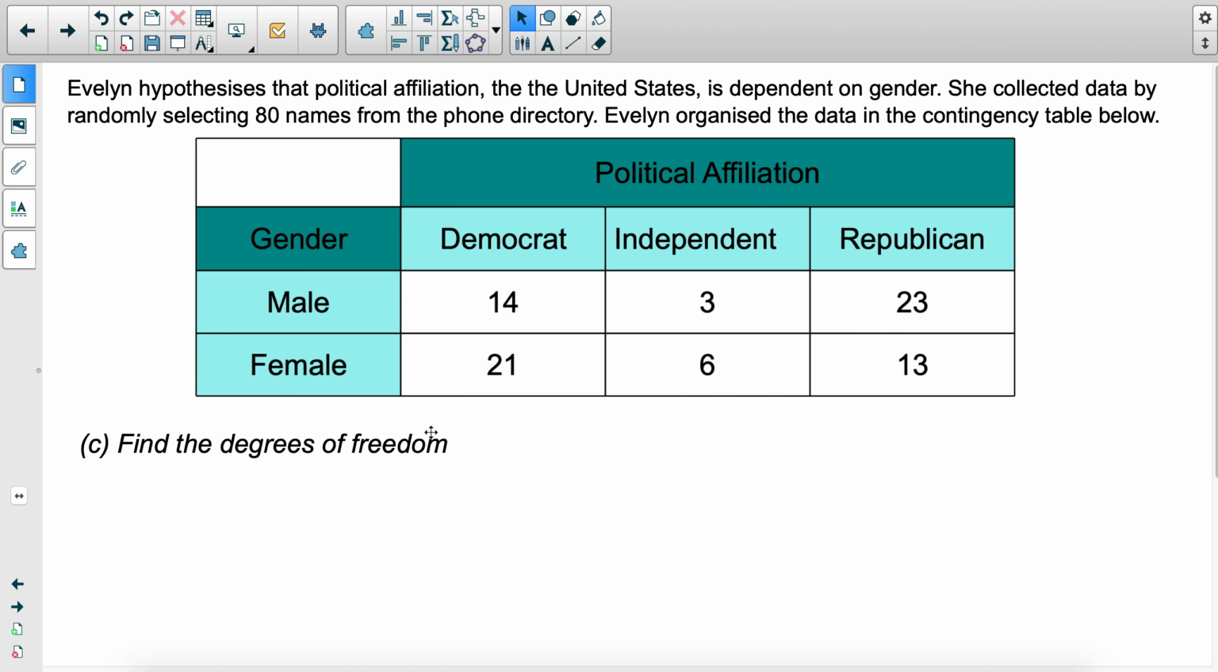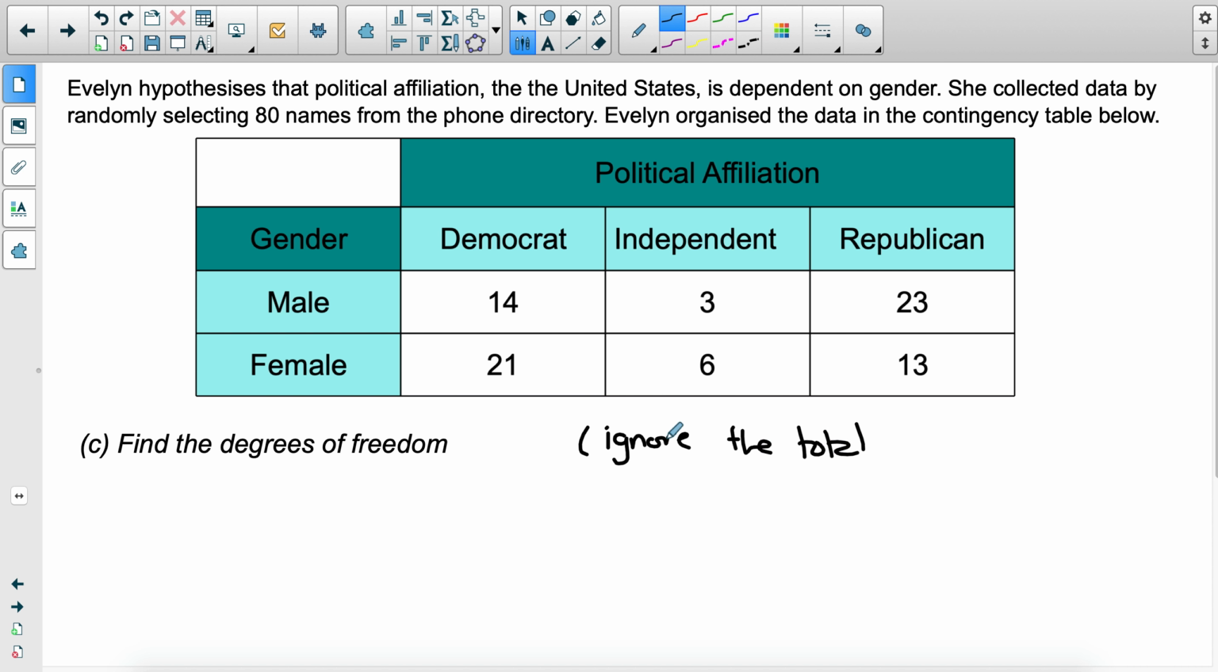Then degrees of freedom, quite an easy part, so hopefully you won't lose marks on this. For degrees of freedom, remember that you need to ignore the total columns and rows. Okay, you are looking at your original table and how many data sets you have in each. So for degrees of freedom, you take row number and then you subtract by 1, and you multiply by column number and you subtract 1. That's it.